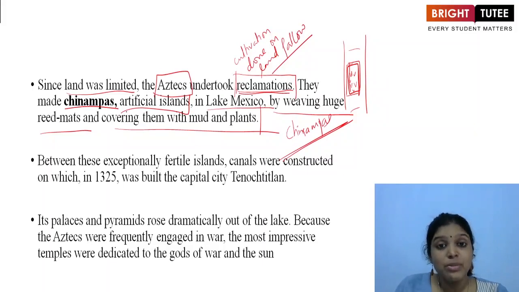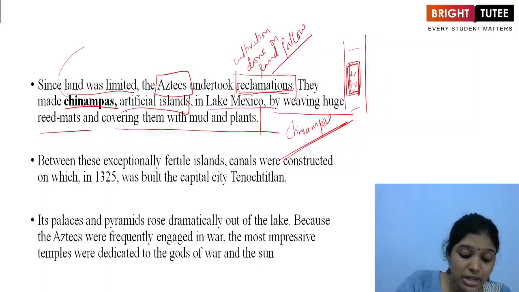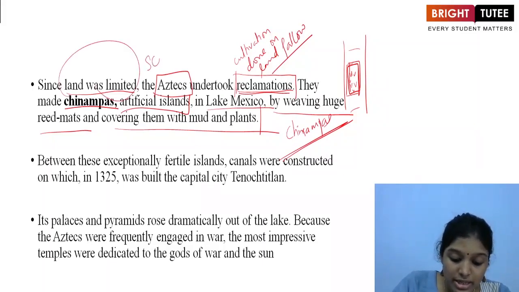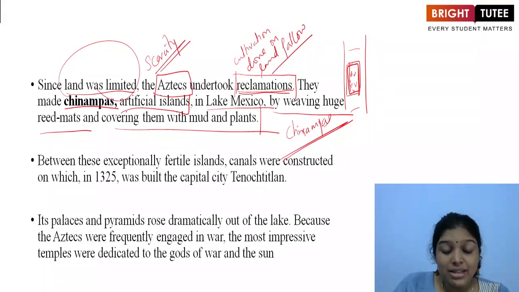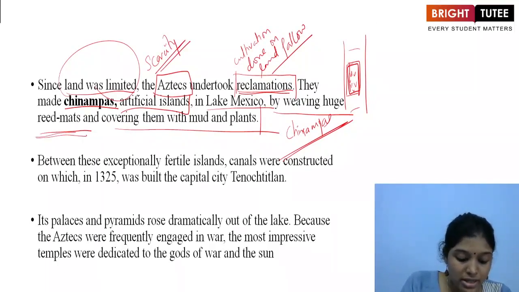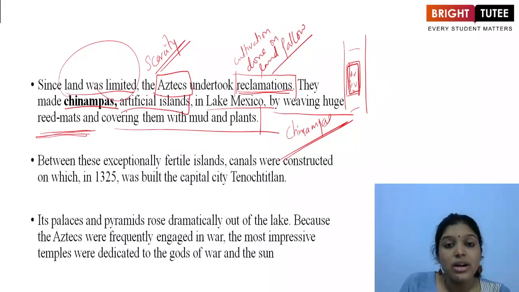And it had to be done because there was a serious scarcity of land resources in the Aztec kingdom. This artificial island was created using reed mats, that is, mats made of palm leaves, and covering them with mud and plants. So this was how the artificial island termed chinampas was made.